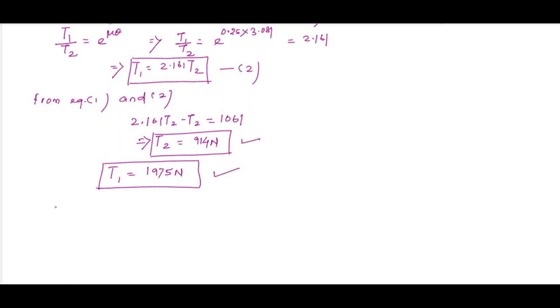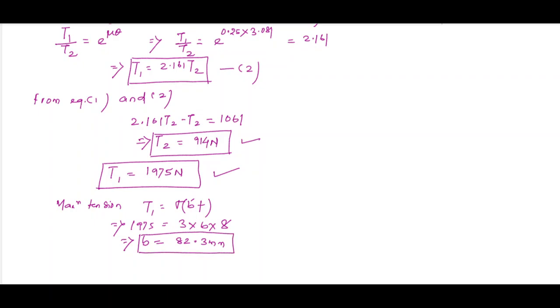Now maximum tension, we know maximum tension T1 is equal to sigma, stress, into cross sectional area. Cross sectional area is width of the belt into thickness of the belt. Here we are not considering centrifugal tension, so maximum tension will be equal to T1. So we have 1975 is equal to 3 into b into 8. So the width of the belt will be 82.3 mm.